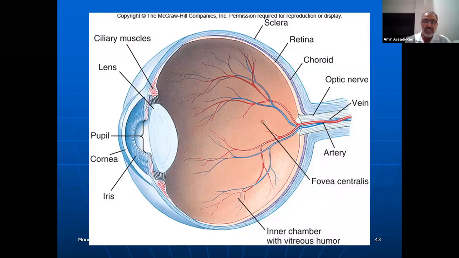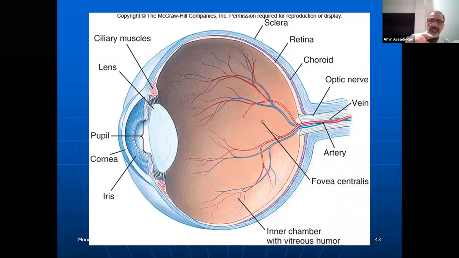So the eye, the most important of your senses is the eye. And the eye is the only thing that we mention later on during the semester, the eyes of animals: compound eye and simple eye in arthropods, or in squids and octopus, they have eyes. So that's why you should know the eye.